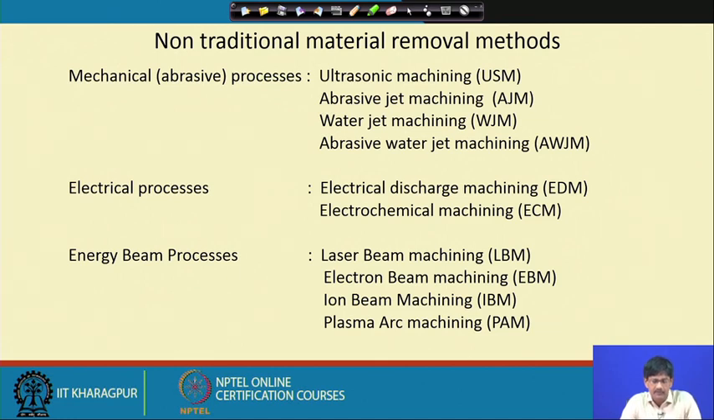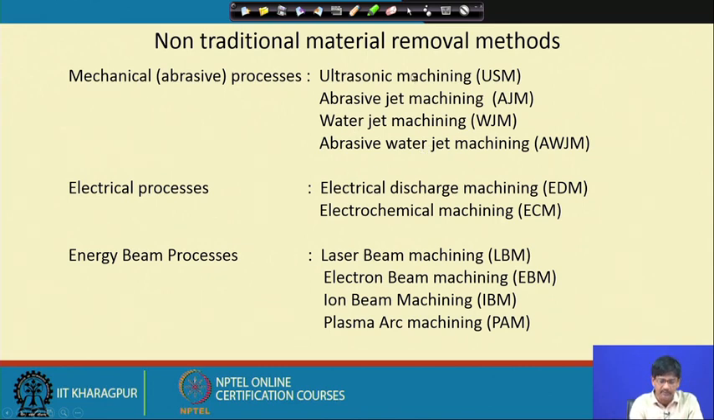We will have a quick look at the methods. Ultrasonic machining depends upon vibrations. Abrasive jet machining depends upon the flow of abrasives carried in a gas jet and directed towards the workpiece. Water jet machining and abrasive water jet machining take the help of a water stream. These are mechanical methods where abrasives are used.